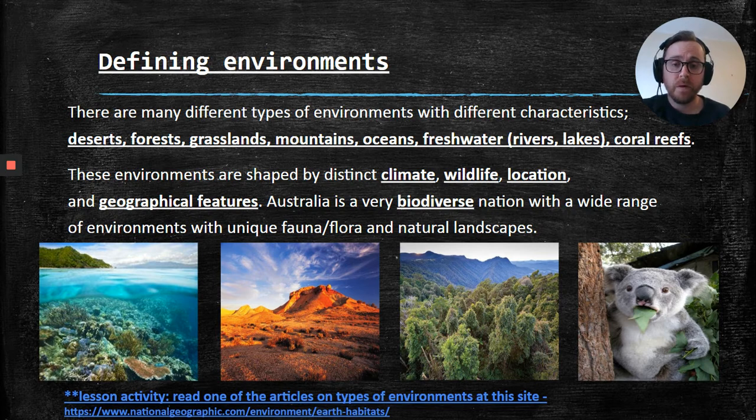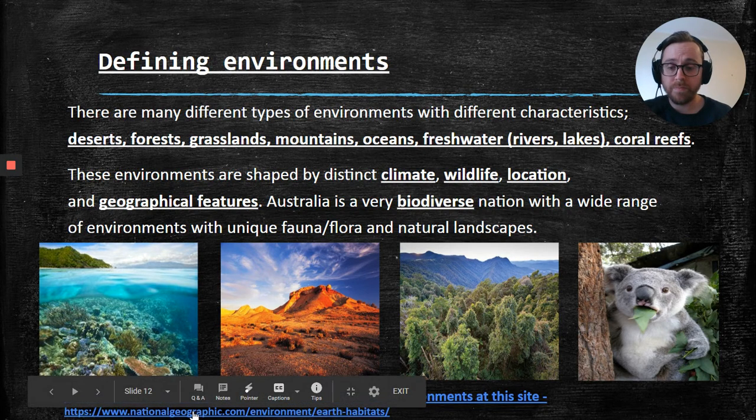Australia is a very biodiverse nation with a wide range of environments with unique fauna and flora, animals and plants, and natural landscapes. So what you have to do for this slide here is quite simply, you don't have to do any questions, you don't have to write anything down. I just want you guys to read through one of the articles at that National Geographic website there.